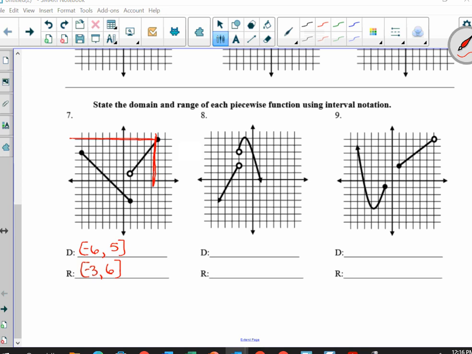All right, guys, number 8, what'd you put for domain? Yes, we have to skip over -2 because it's not included in any part of the graph. Okay.